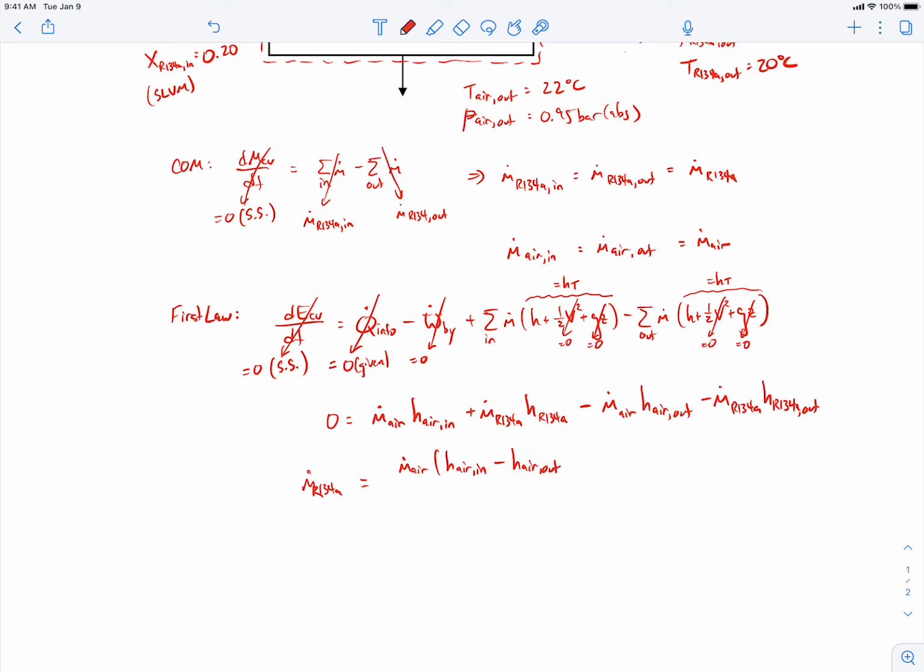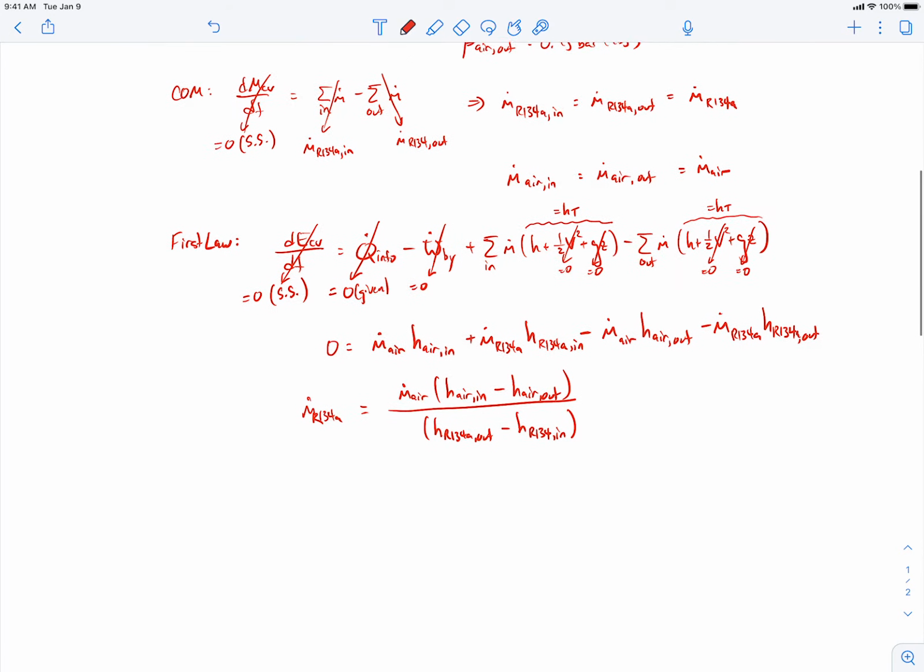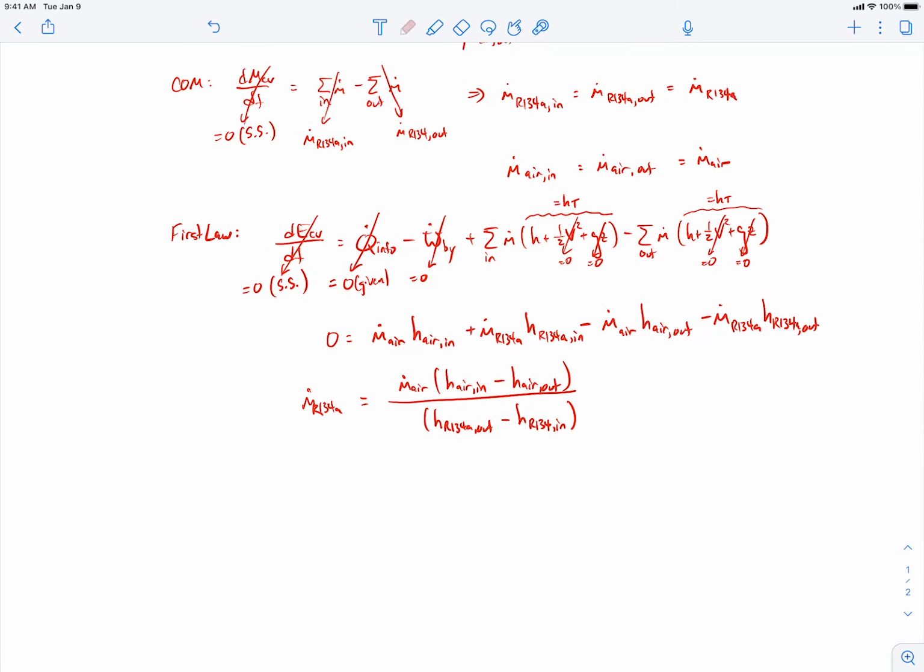Okay, I'm just doing a little bit of algebra on this equation here. I'm just rearranging it, and we're going to get the following if I do all my algebra correctly. By the way, that should be an in there. Okay, so let me just take a quick look at that to make sure that all makes sense. Yeah, I think so. Okay, so this is how we're going to find our mass flow rate of 134A.